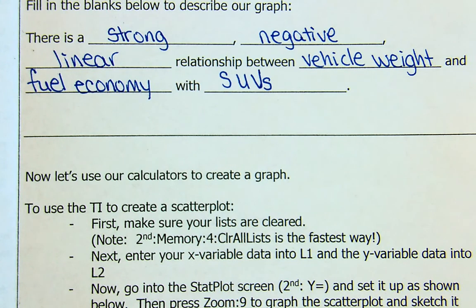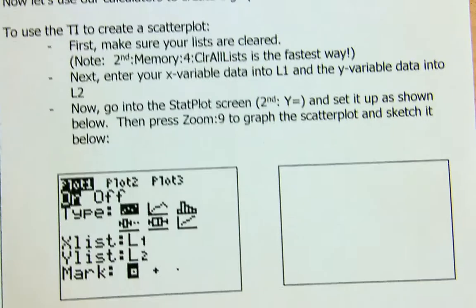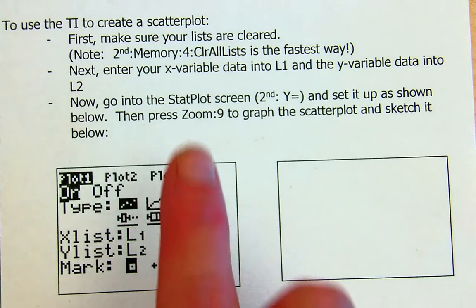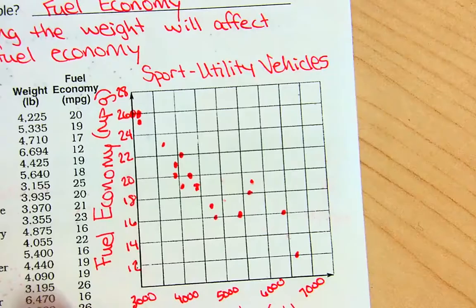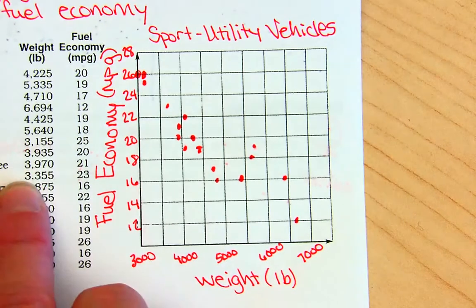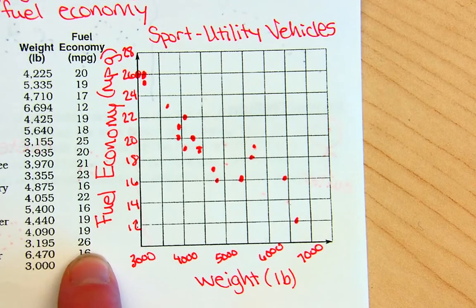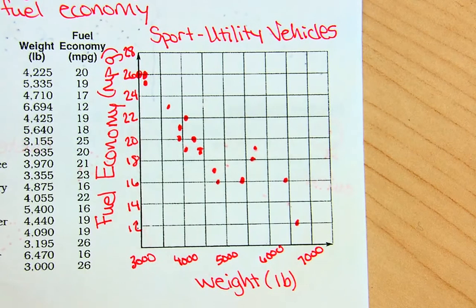Okay, this next part is how do we do this on the calculator? What you're going to do is first clear out your L1 and L2, and then enter the weight in L1, fuel economy in L2. I'll give you guys a minute to enter that data.